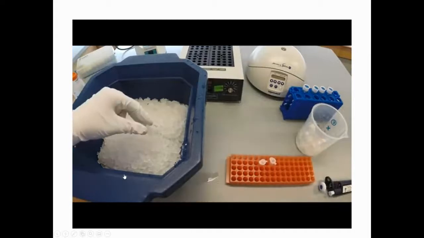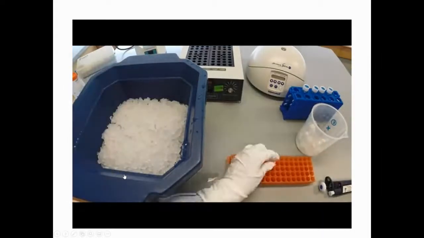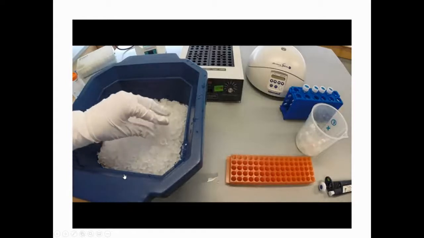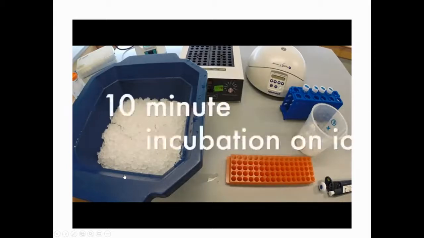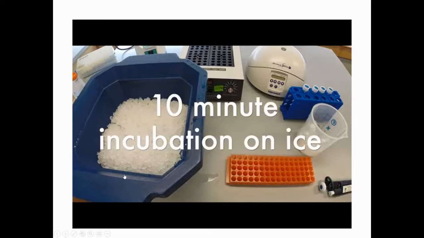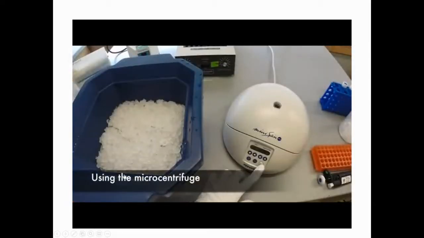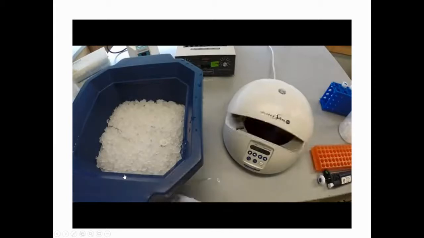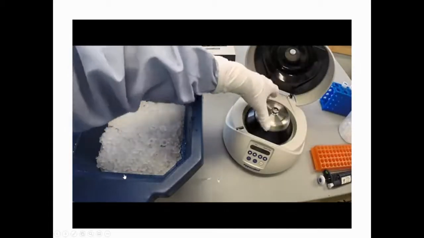Embed all samples in ice for 10 minutes. Impurities in the solution will be removed by centrifugation. After flipping the switch in the back of the microcentrifuge, press the open button. Remove the metal lid inside by pulling on the knob.